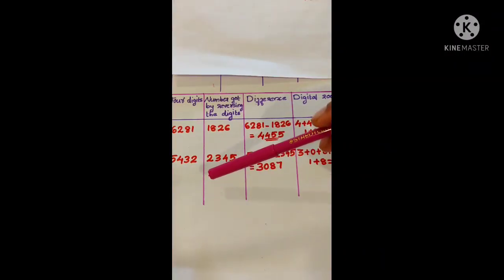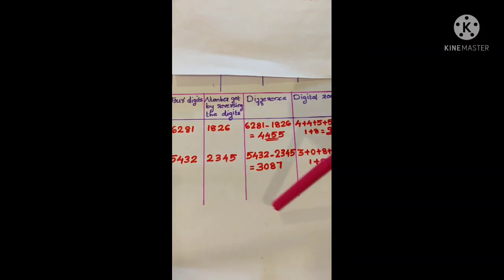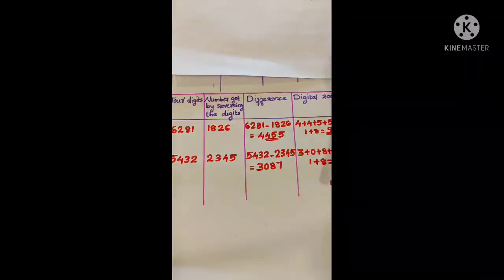Children, you must try with the other 3 sets of 4-digit numbers and do it in this way and complete this table. And also you note down the speciality of the digital root. Okay. This is the last activity in this unit. That means this chapter ends here.